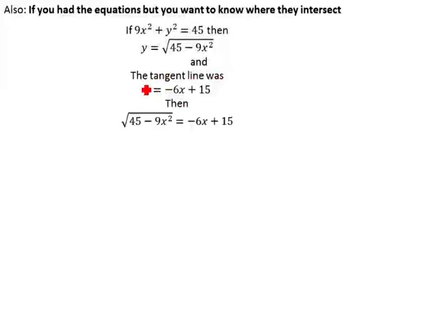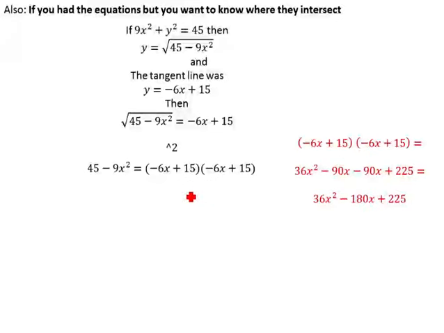And same, we know what the tangent line is. Now we already know what the answer here is going to be. It's going to be the point (2, 3). But here's how you solve it. Because they're both in terms of y, and it's the point where they intersect, this y and this y must be the same. So these two equations must equal each other. So we get rid of the square root by squaring. And now we solve the quadratic.